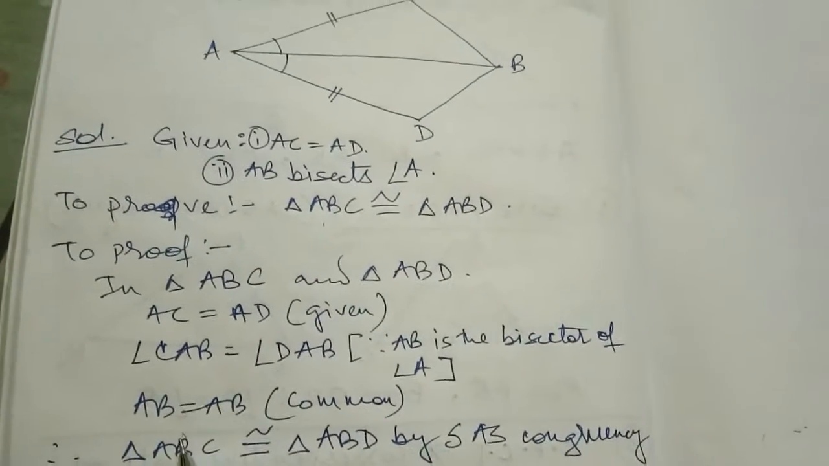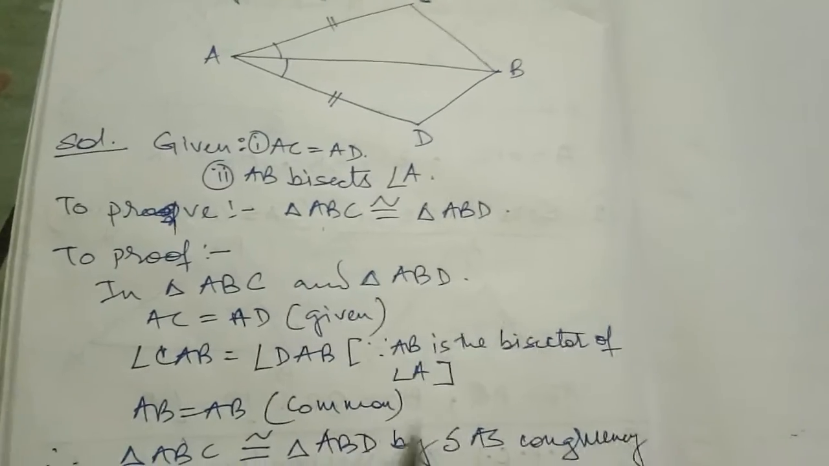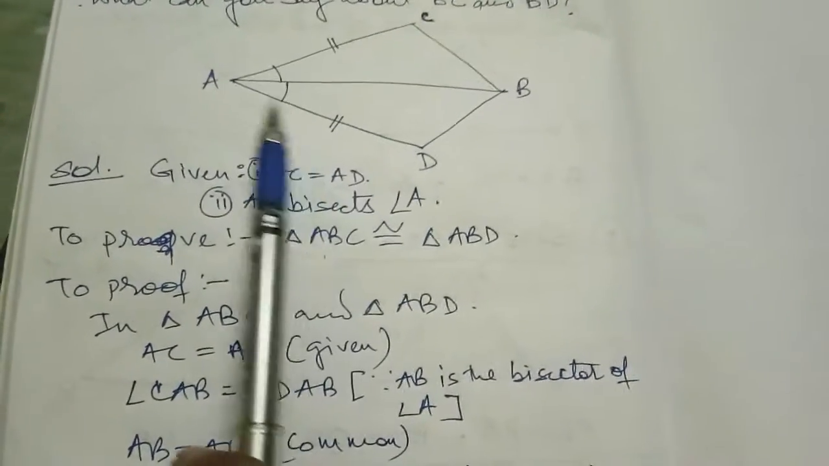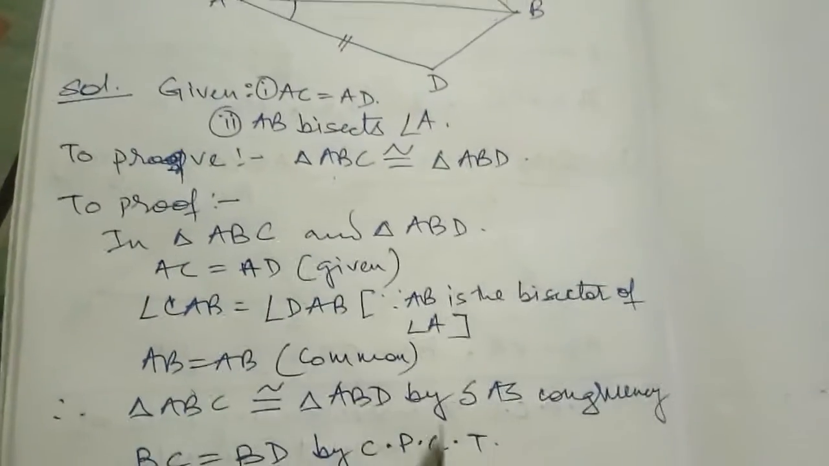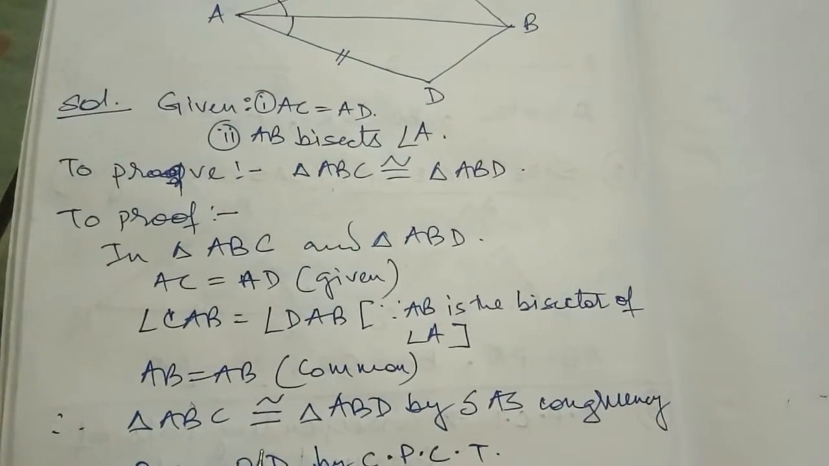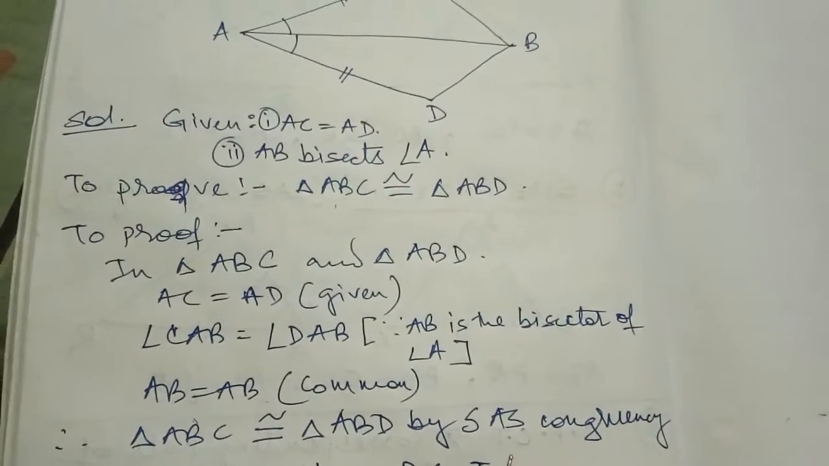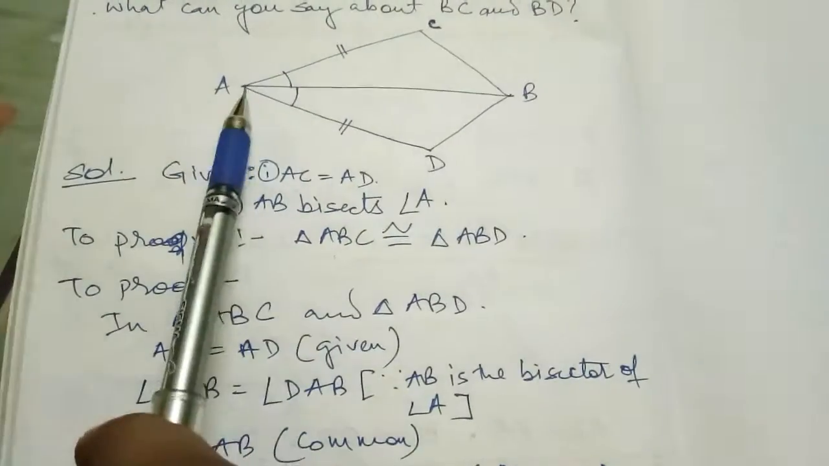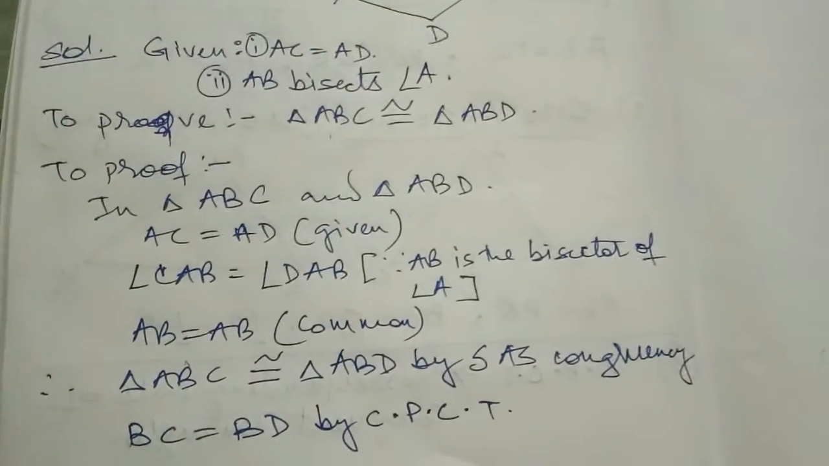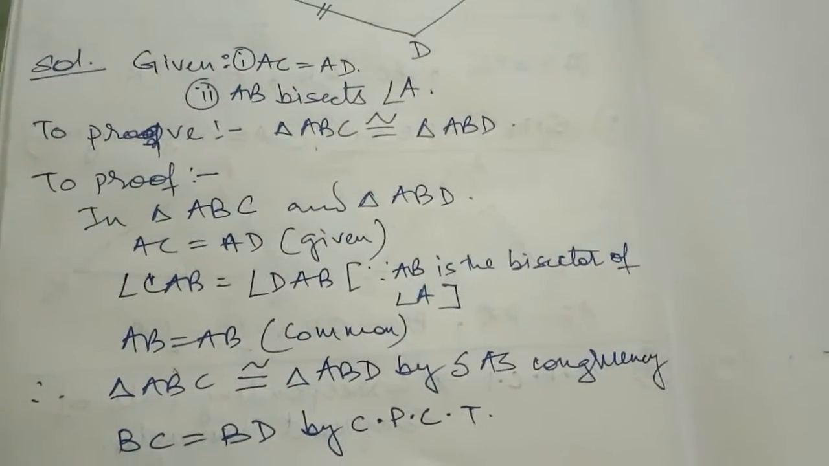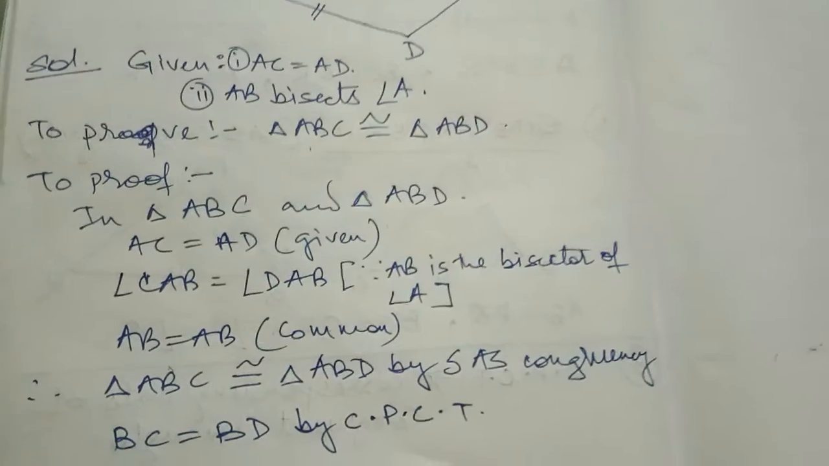Now AB equals AB, written common. See, this is not given, so I wrote common, because this is a common side for both triangles. Now we have written triangle ABC is congruent to triangle ABD by SAS, because this side and this side, and between these two sides the angle is given, side angle side congruency.